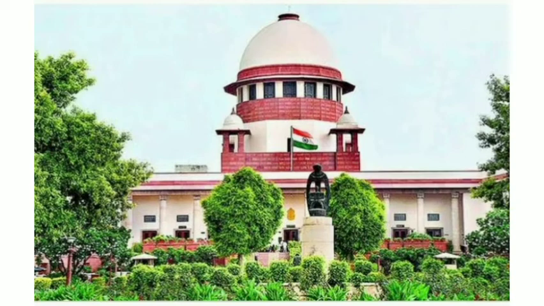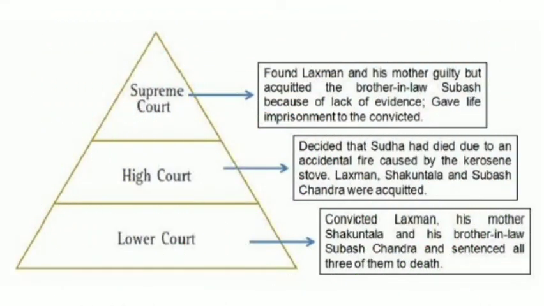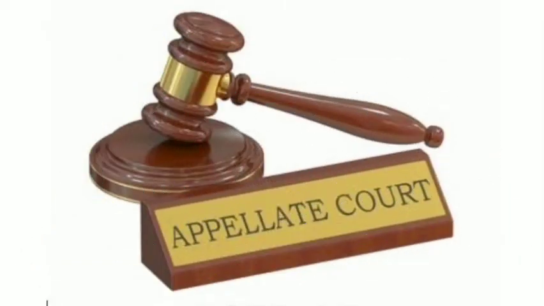All these different levels of courts are connected to each other. This means that a person can appeal to a higher court if he believes that the judgment passed by the lower court is not just. This is called the Appellate System.